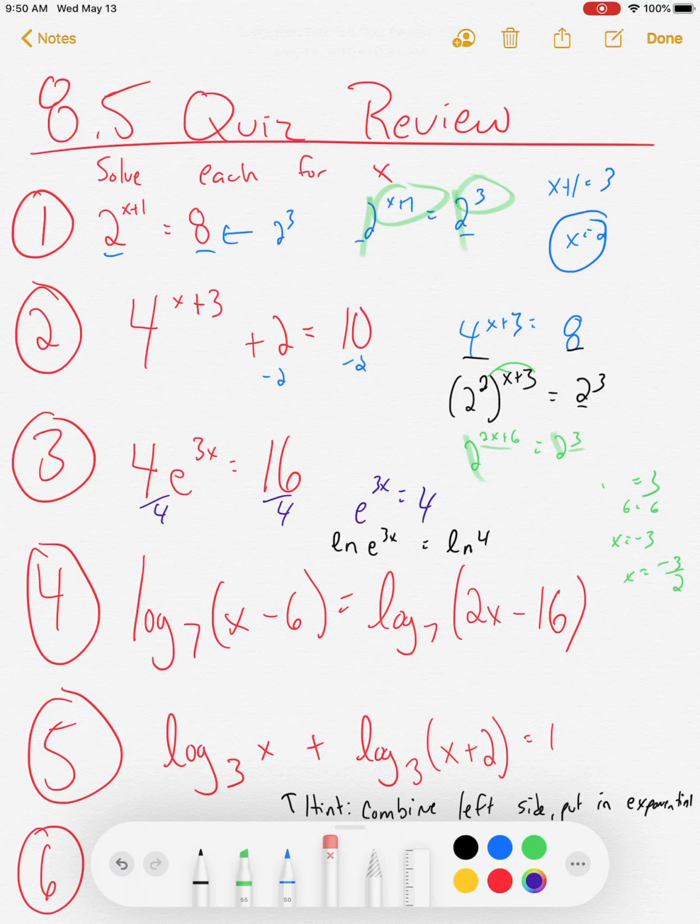Okay, I'm going to erase this green stuff to the right so I have more room. This is kind of jam-packed. Okay, so now the next thing I need to do is, well, this is an exponent inside my log, so it can come out front. 3x times the ln of e equals the ln of 4. Well, hopefully you know that the ln of e is just 1, so this is 3x equals the ln of 4.